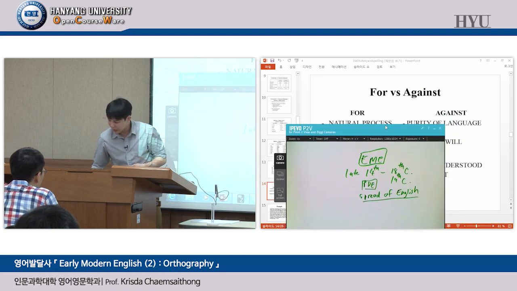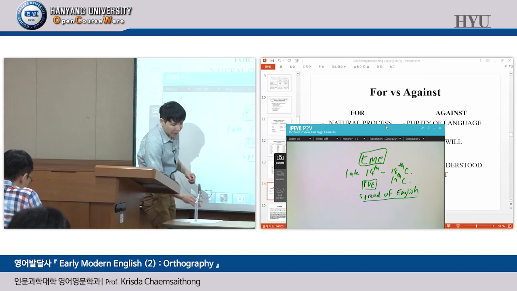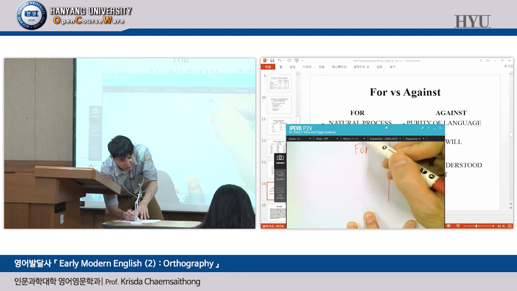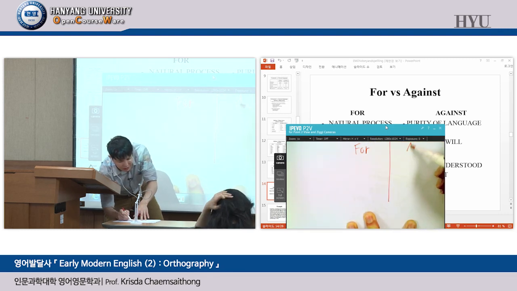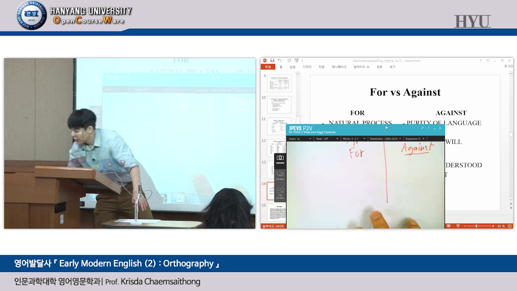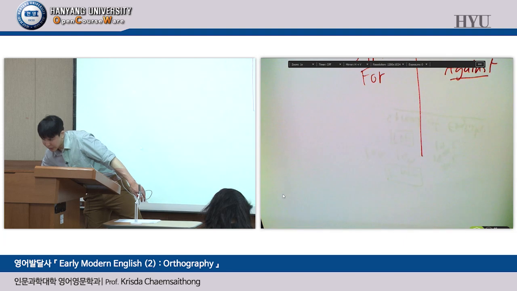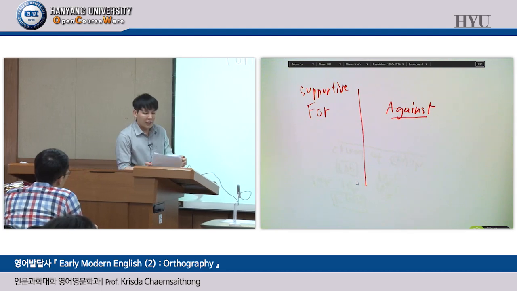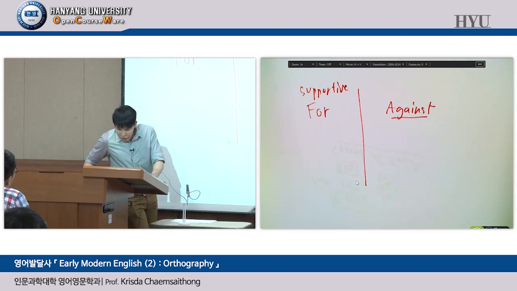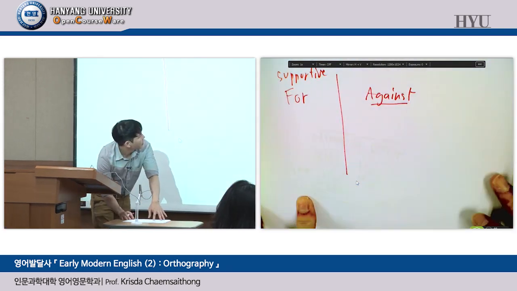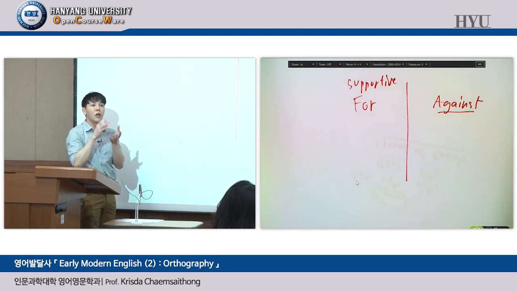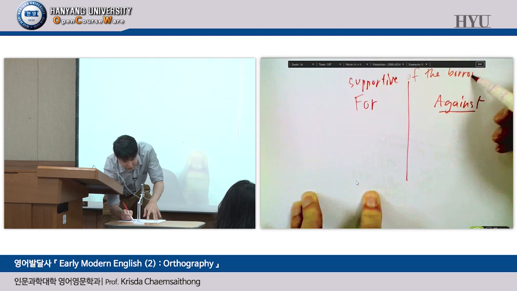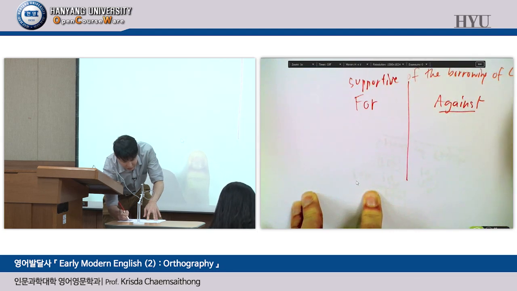So we have two columns, right? The for people and the against people. Just to be clear, the for people, for meaning support, so supportive people, and there's the against people, against meaning they didn't agree, right? So for the for people, they support the inkhorn and inkpot terms. They are supportive of the borrowing of Latin and Greek.